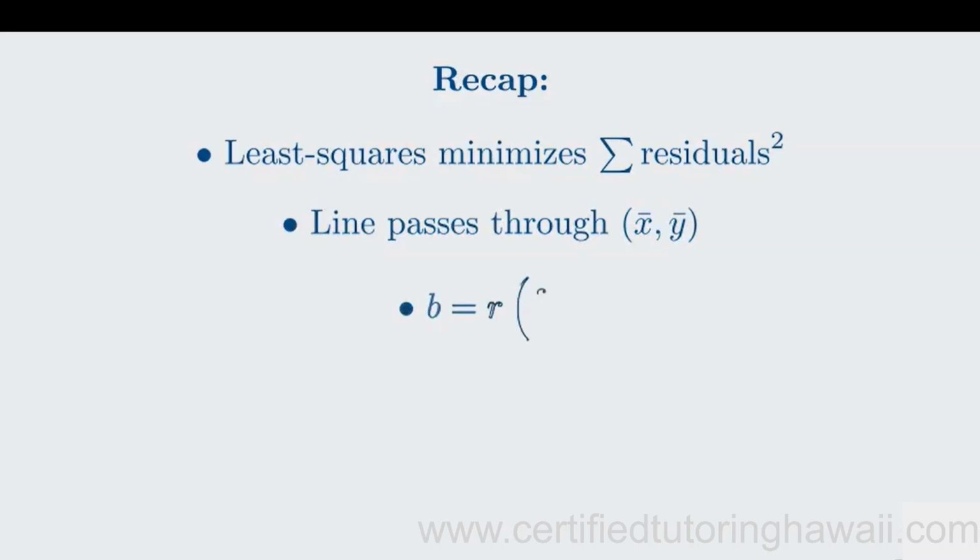To recap, least squares minimizes the sum of squared residuals. The line passes through the point x bar, y bar. The slope b is calculated as r times the ratio of standard deviations. The intercept a is y bar minus b times x bar. And r squared is the proportion of explained variation.